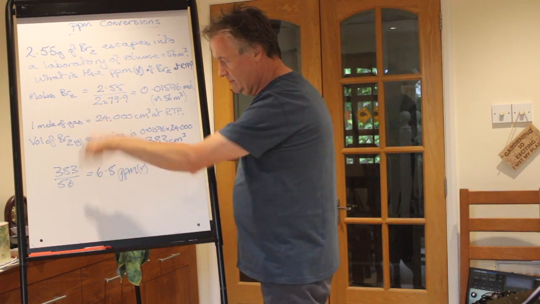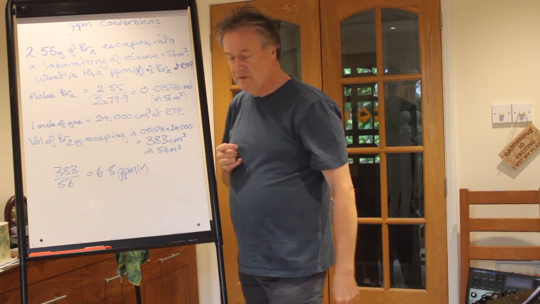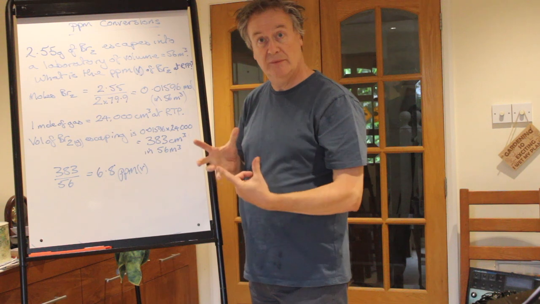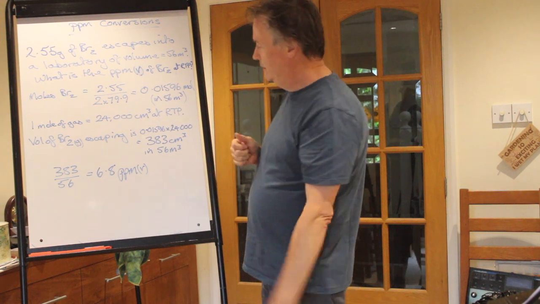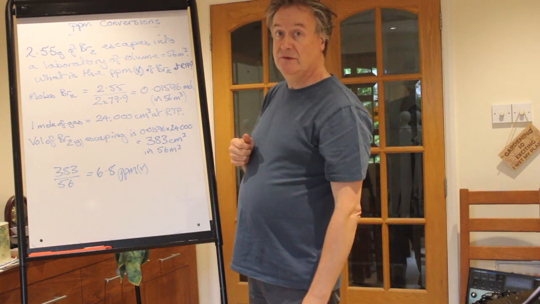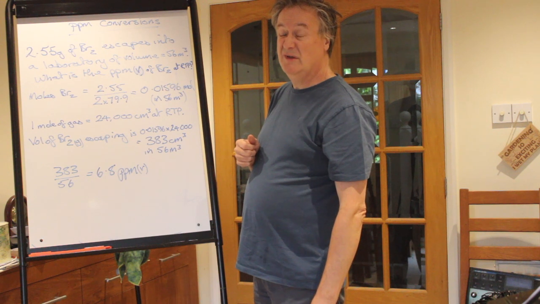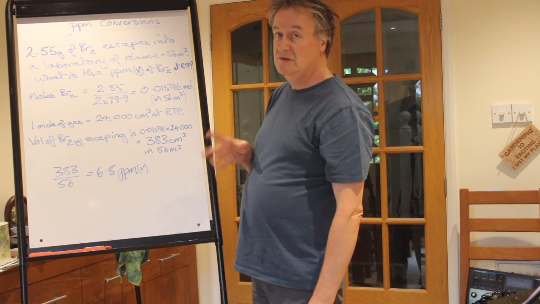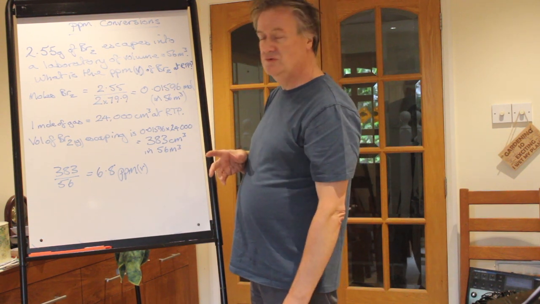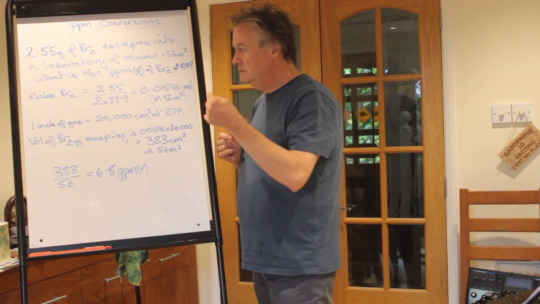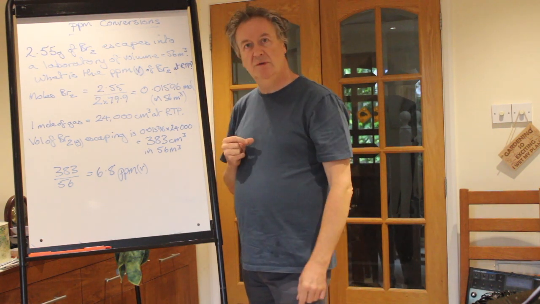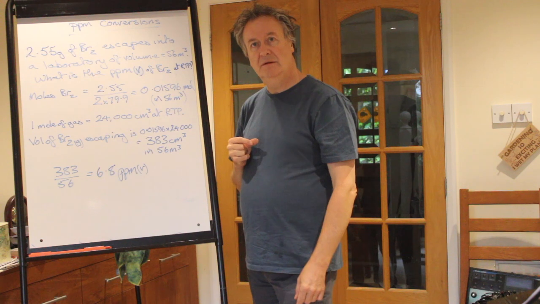So 383 divided by 56, and the answer comes out as 6.8 parts per million, but it's done in volume rather than in mass, because you can't do the mass of 56 metre cubed of air, because, well, you could, but it's air, you know, it's not one substance. So there it is. Can do a little bit more at the end, and then we're done.